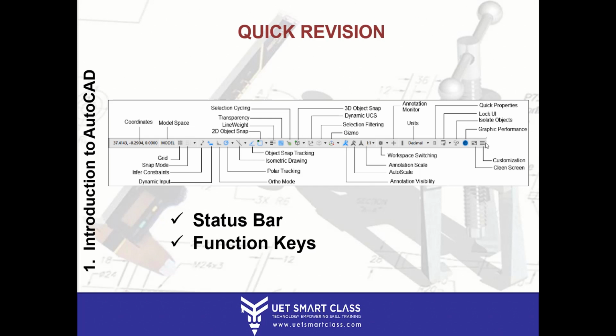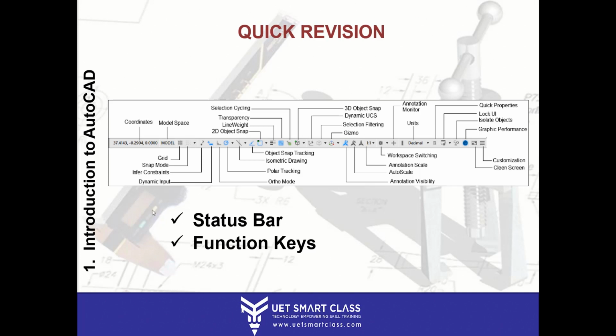And also the most important one is we also have buttons like workspace switching, through which you can go to AutoCAD 3D or AutoCAD 2D, and we have a button for units to change the units to decimal or to architecture or scientific. And the last but not the least, we have a customization flyout here for all of these buttons to switch on and switch off.